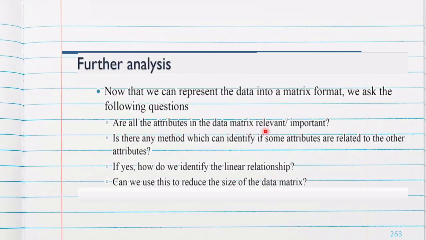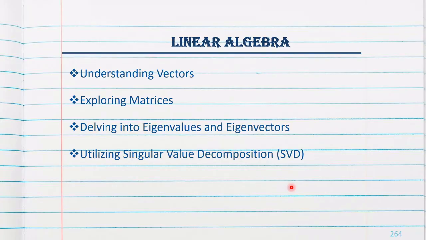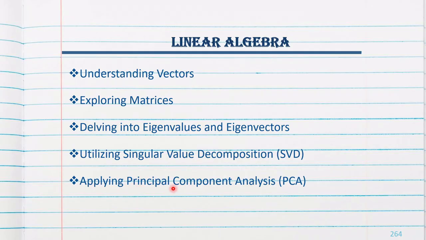Are all attributes in the data matrix relevant or important? No, they are not. In some cases we can delete some rows. We can choose some rows. If there is some relationship between these attributes, we will select it so that we can reduce the size of the data matrix. So in linear algebra, we need to understand vectors, explore matrices, delve into eigenvalues and eigenvectors, utilize singular value decomposition, and apply principal component analysis.